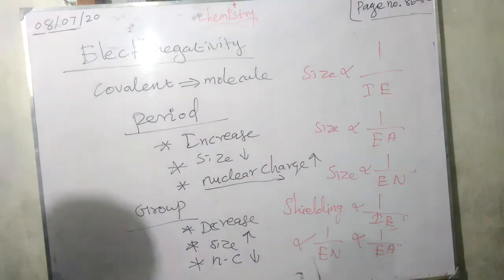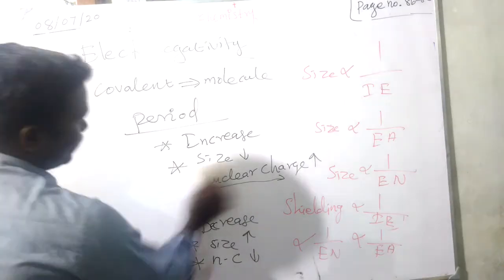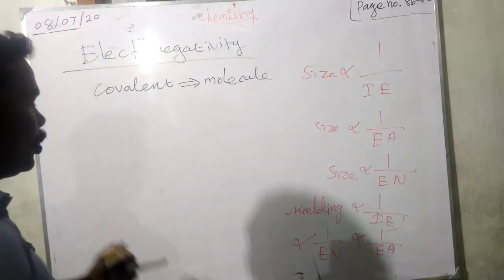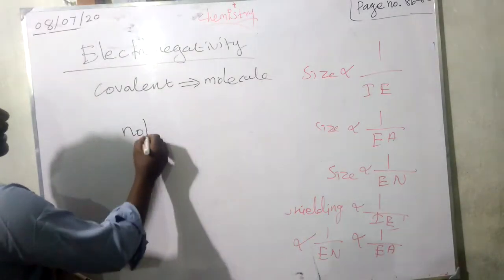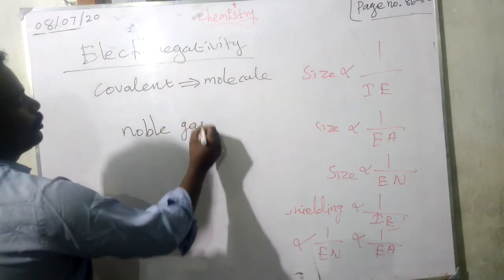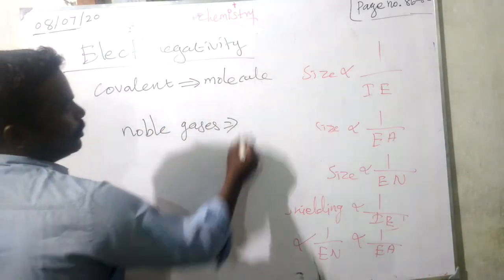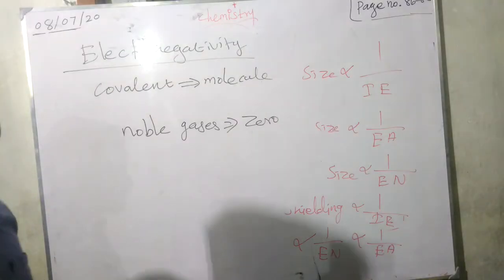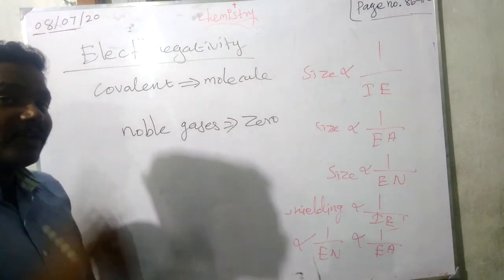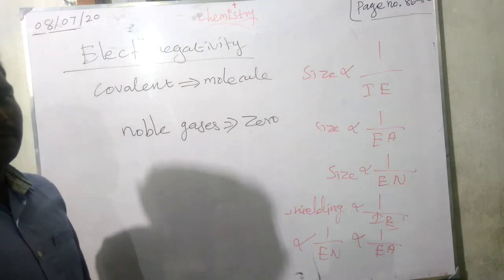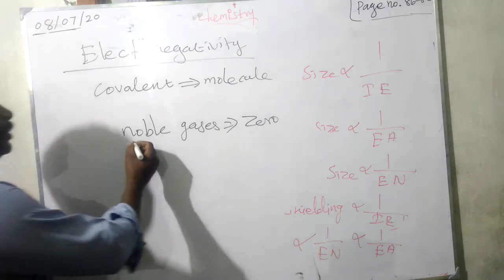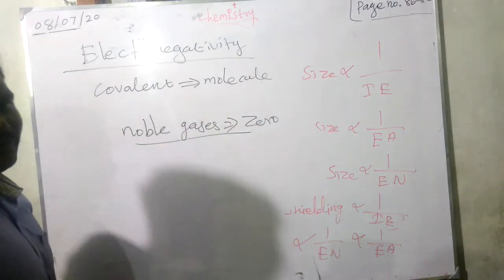In electronegativity also we have exceptions. What are the exceptions? As usual, noble gases. Noble gases will not attract the shared pair of electrons. So noble gases have zero electronegativity. But you can remember electron affinity has a negative value, right? We are not telling zero. If you try to add an electron, electron affinity will be a negative value. Here, noble gases have zero electronegativity.